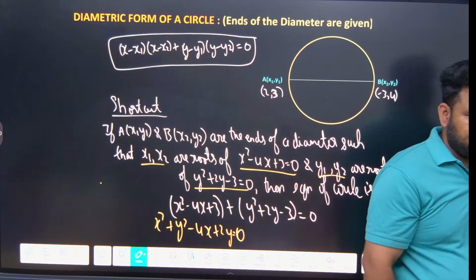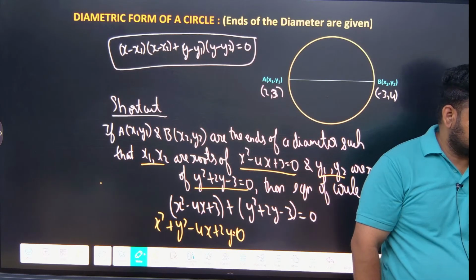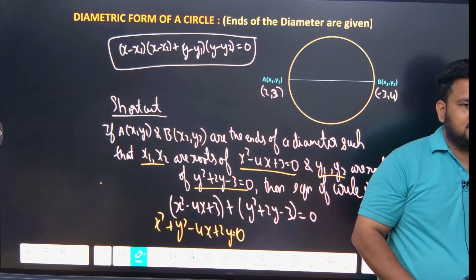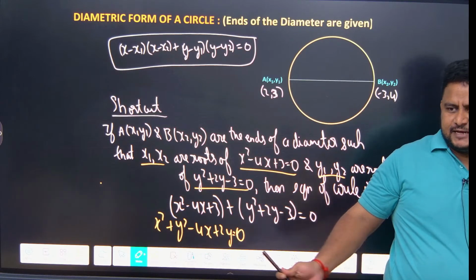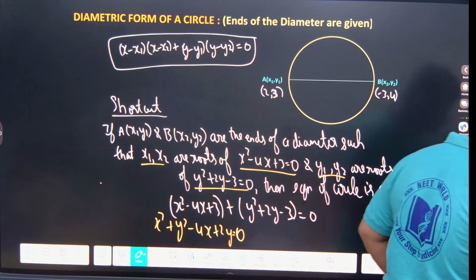Done? Please write down fast. Everyone following? Roshni, Bhavani, understanding? Till here clear? Okay. Next. Please write down fast.